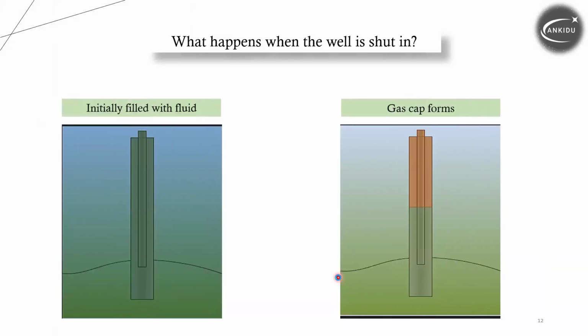What happened when the well is shut in? It goes back again to normal. So this is the initial state, filled with fluid. What happened afterwards when the well is shut in? There is more gas. You know, because the system is pressurized, the gas is dissolved inside the fluid, inside the oil.